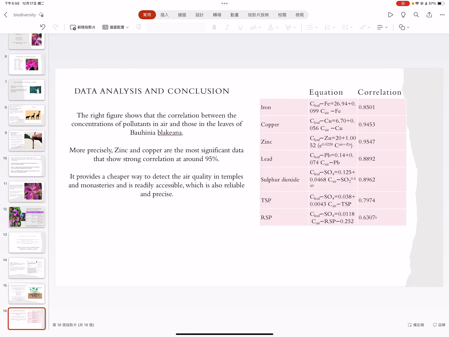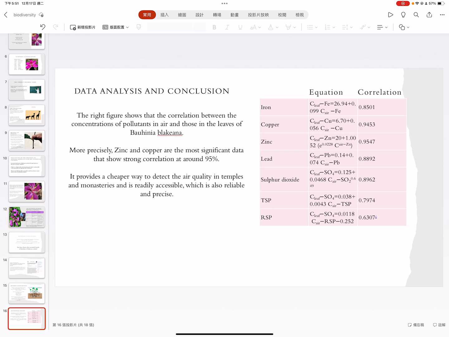And it's the part of data analysis and conclusions. The right figure shows the correlation between the concentration of pollutants in air and those in the leaves of Bauhinia blakeana. More precisely, zinc and copper are the most significant data that show a strong correlation at around 95%.